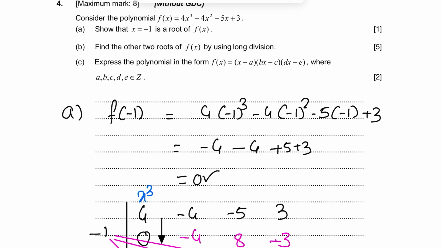Find the other two roots by using long division. Done. Express the polynomial in the form of x minus a times bx minus c times dx minus e, where a, b, c, d, e belong to Z. x minus a times bx minus c times dx minus e.